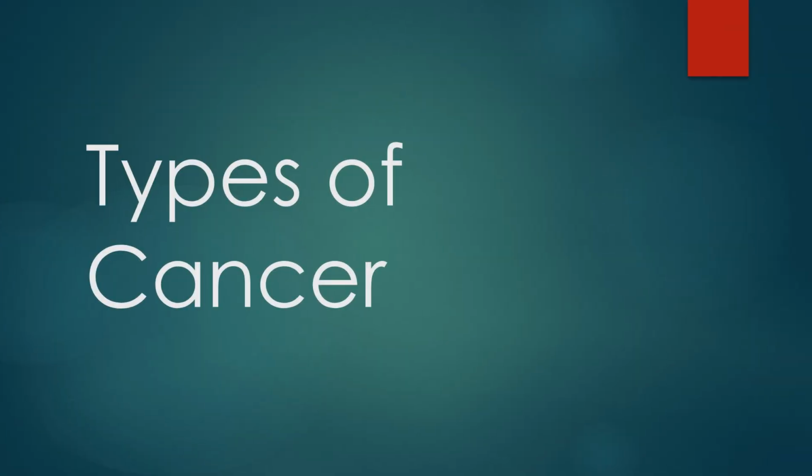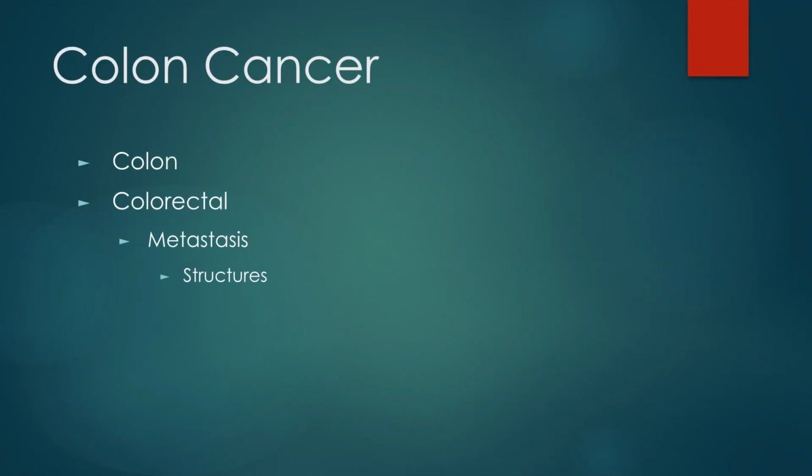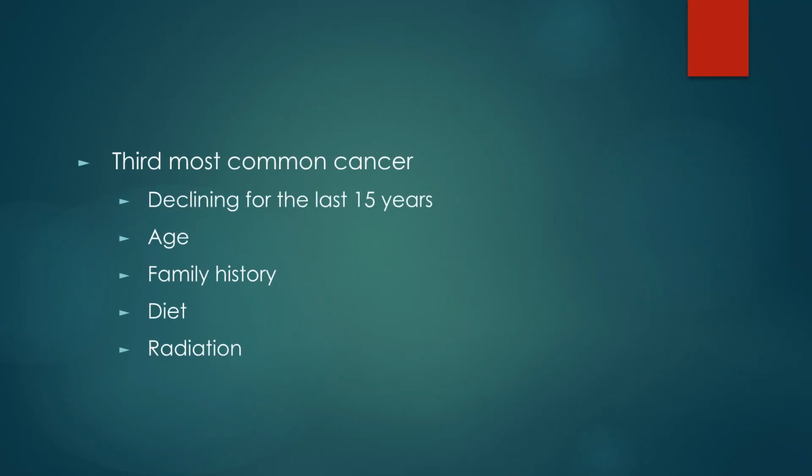We will now discuss different types of cancer, starting with colon cancer. This image provides an overview of the colon and surrounding structures, including the small intestine, stomach, rectum, and lymph nodes. Colon cancer is also referred to as colorectal cancer. We will discuss metastasis and the affected structures in this video. Colorectal cancer is the third most common cancer, and the incidence has been declining in recent years.